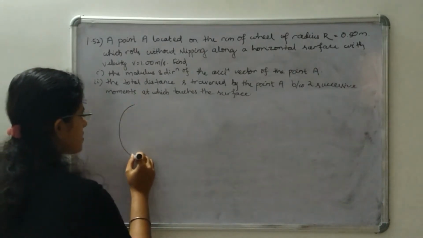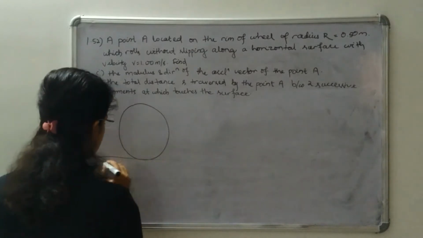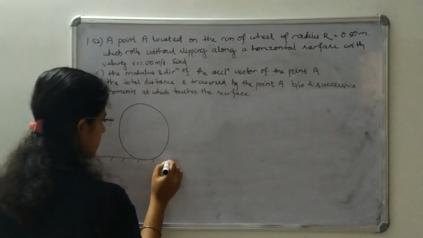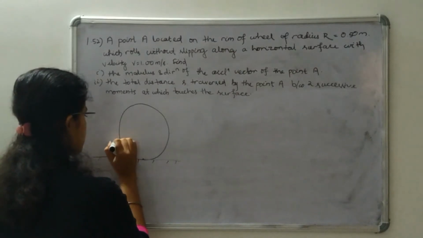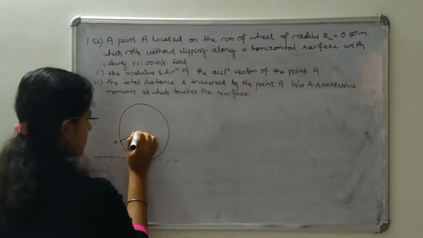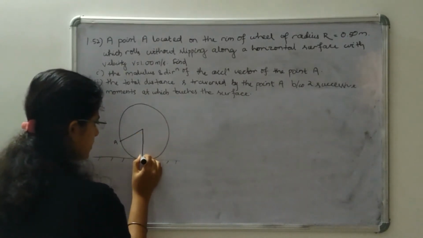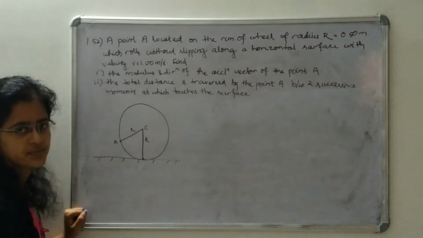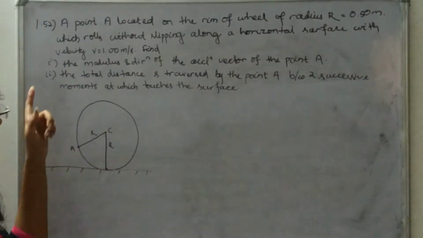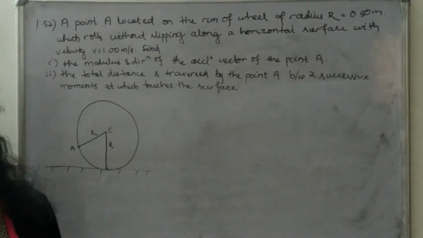So this is the wheel. Let us say this is the surface. After touching it, let us say the point is at this position at a particular instant, and this is R and this is R, and this is the center. In the question it is given that it rolls without slipping along a horizontal surface with velocity v equal to 1 meter per second.